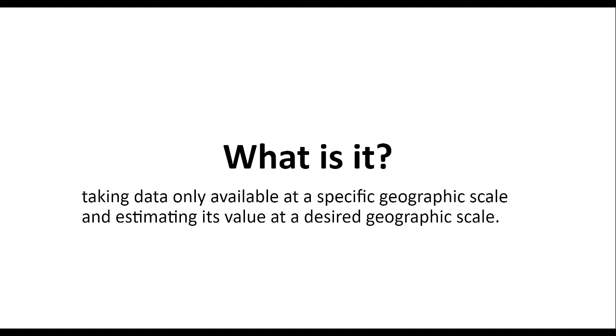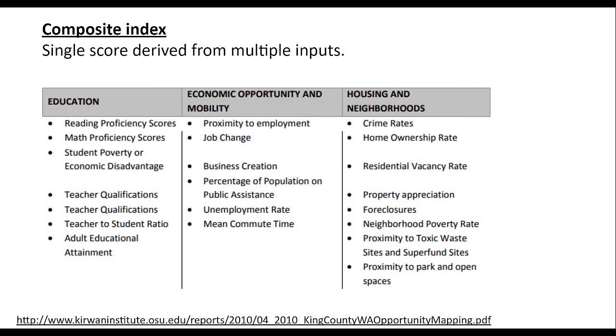Interpolation involves taking data available at a specific geographic scale and estimating its value at a desired geographic scale. Let's look at a use case. Imagine you are planning to construct a composite index using spatial data. The composite index will give you a single score derived from multiple inputs for a given geographic level. Perhaps you'll use this index to rank geographies and decide how to allocate resources. Maybe it tells you which neighborhood needs more investment.